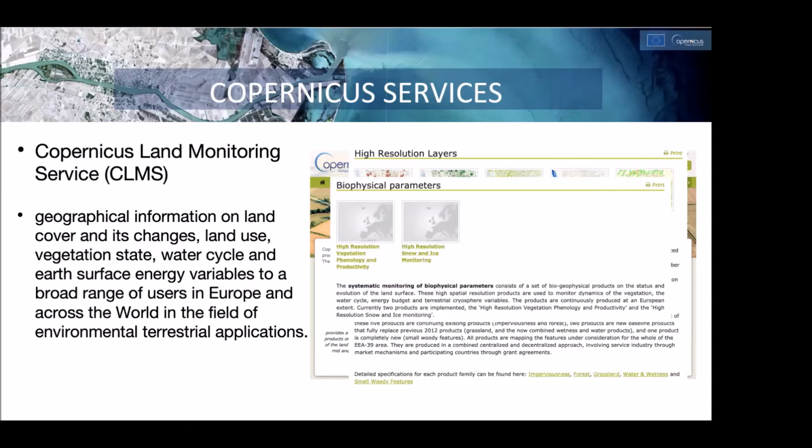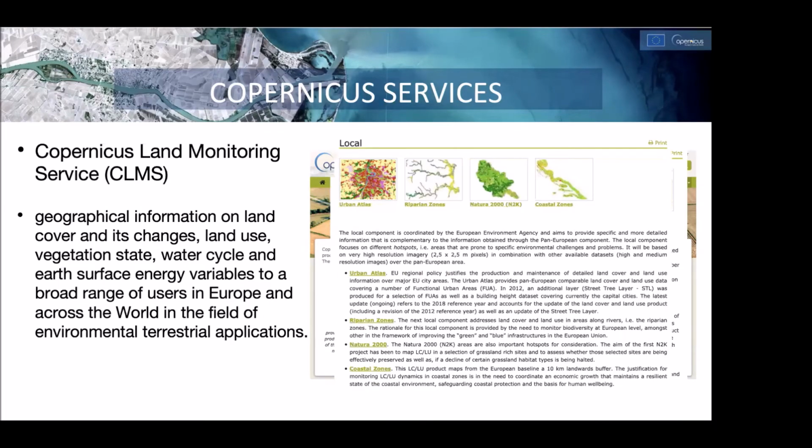So again, more having to do with vegetation as well as snow and ice monitoring. Within the Copernicus Land Monitoring Service, we have phenology and productivity data sets as well as snow and ice monitoring. When you have the time, I highly suggest you read around, download them, take a look at what you're getting, and see how you can take advantage of it.